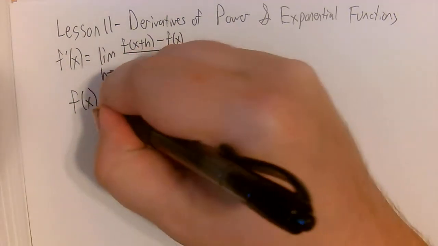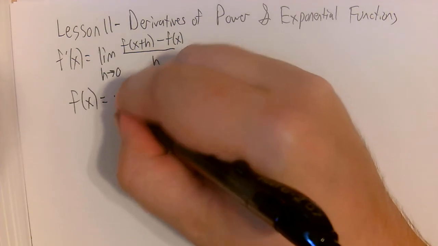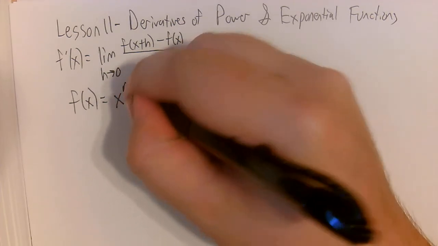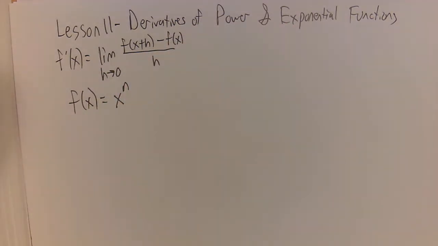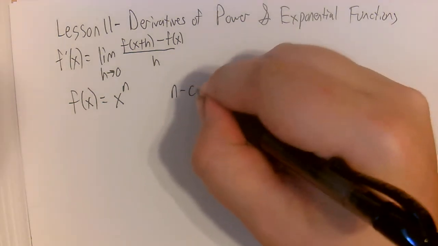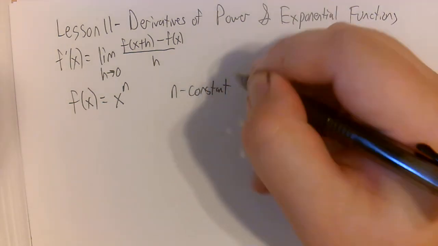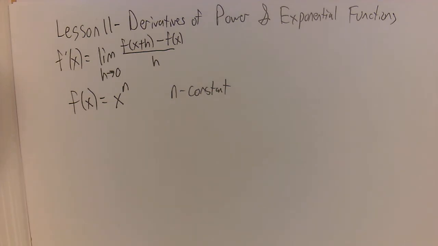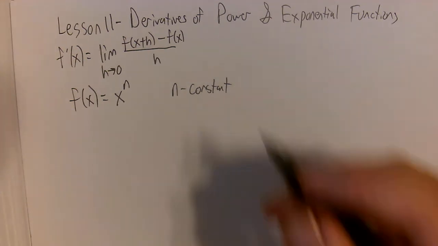Let's say that we have a function f of x, and this is x raised to the nth power, where n is some constant value. Now, n could be a whole number, or it could be a fraction, or it could even be something irrational like pi. It could be negative as well. N could be any real number we want here.